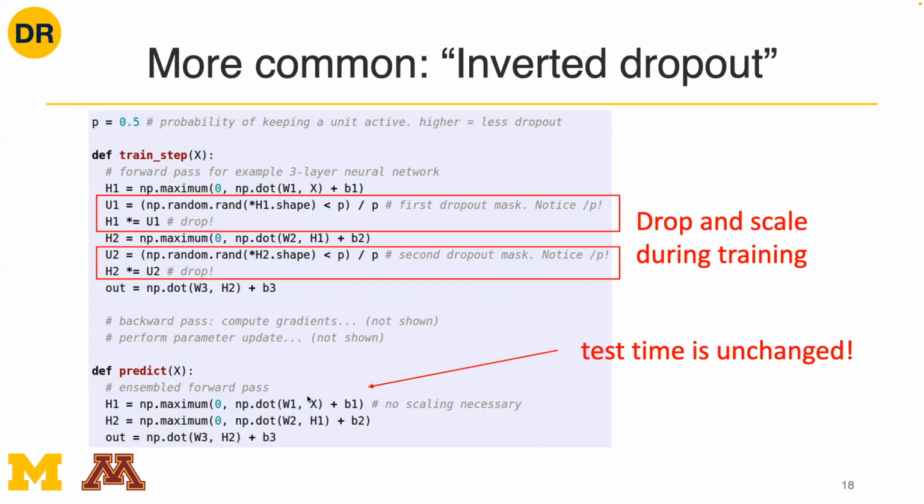Now at test time, it looks like our normal test time pass. There's no dropout, there's no scaling. It's just feeding forward the three layers in this case. But then at training time, we have both dropout and this scaling term incorporated. Okay, let me pause. Yeah, question.